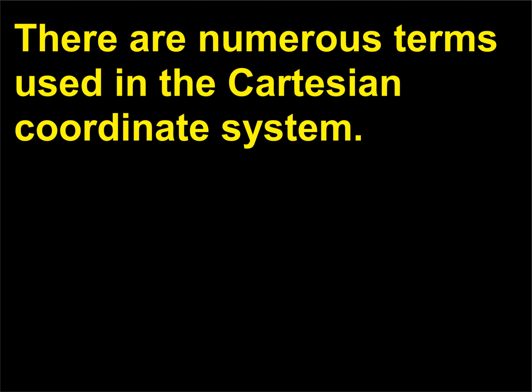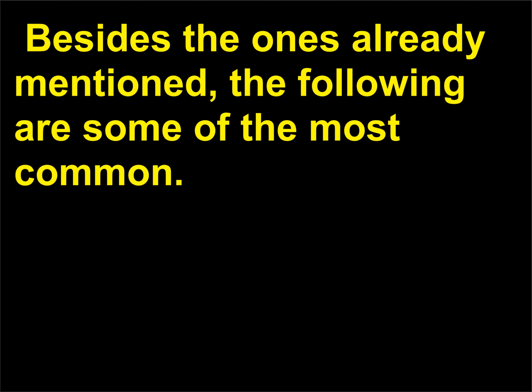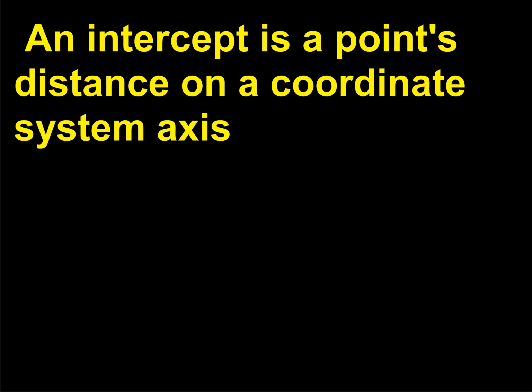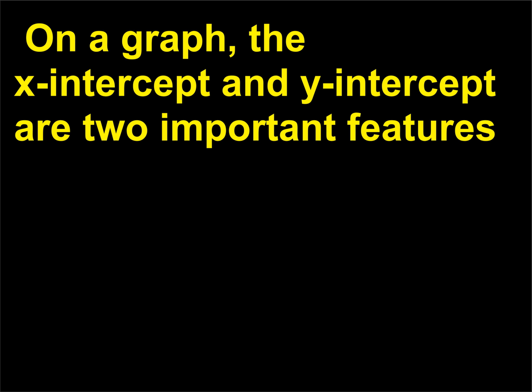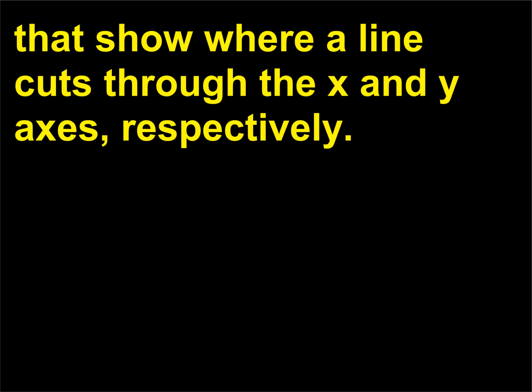There are numerous terms used in the Cartesian coordinate system. Besides the ones already mentioned, the following are some of the most common. An intercept is a point's distance on a coordinate system axis from the origin to where a curve or surface intersects the axis. On a graph, the x-intercept and y-intercept are two important features that show where a line cuts through the x and y axes, respectively.